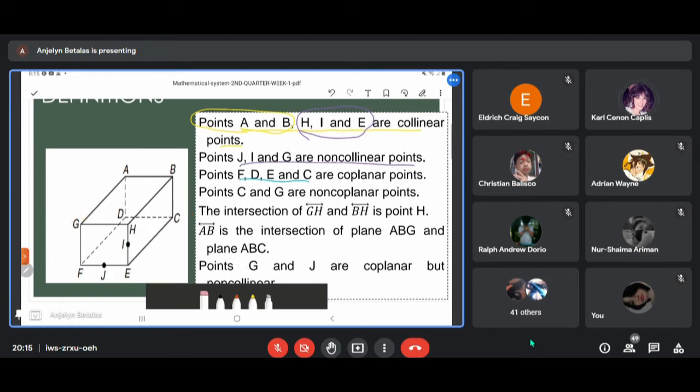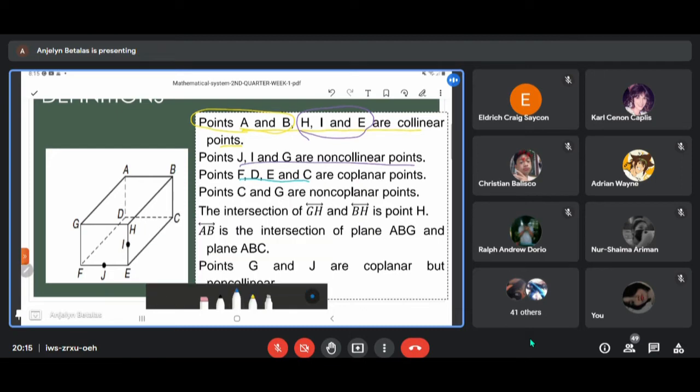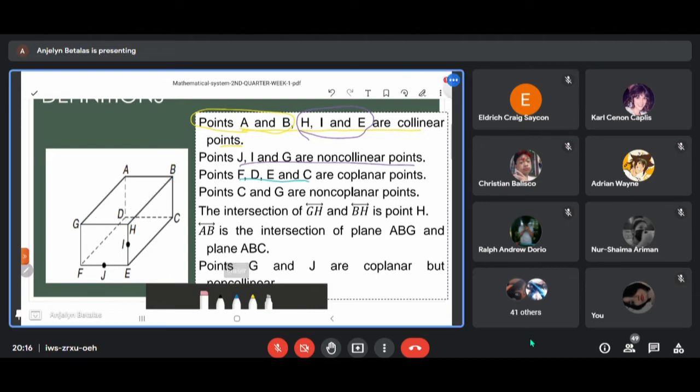Next, the intersection of line GH and line BH is point H. Is that true? Draw line GH, then line BH. They intersect at point H. Is that true? Yes, ma'am. Okay, that's correct.